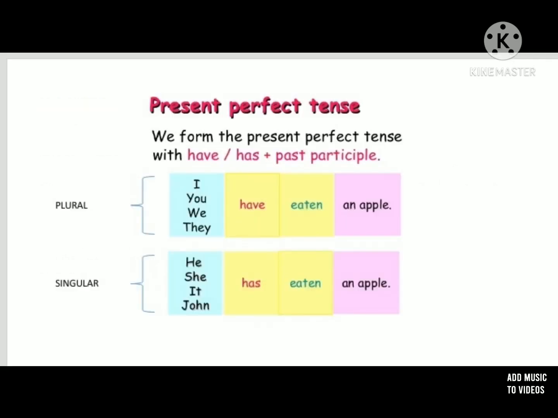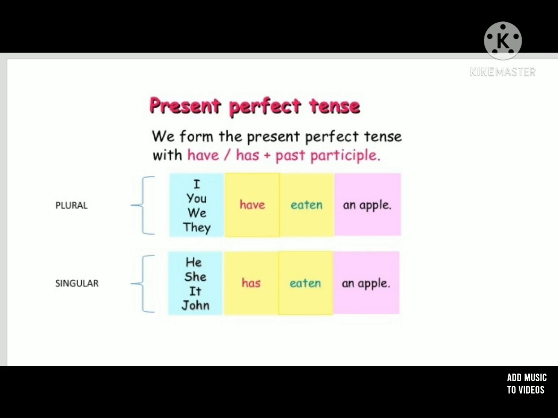Let's see how to form present perfect tense. We form the present perfect tense with have or has plus past participle. We usually use have with plural subjects such as I, you, we, they. I have eaten an apple. You have eaten an apple. We have eaten an apple. They have eaten an apple.